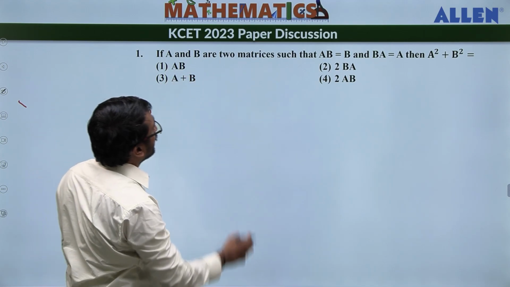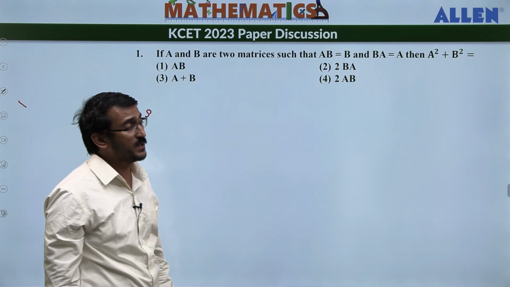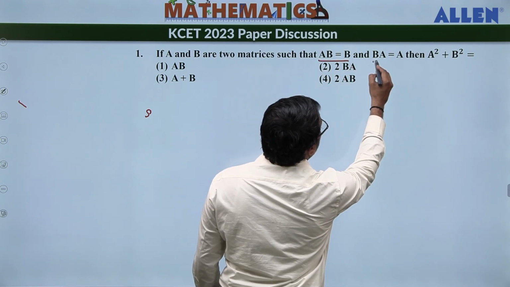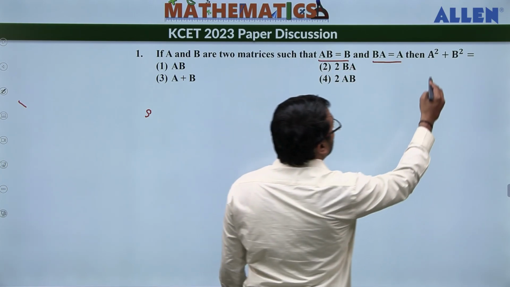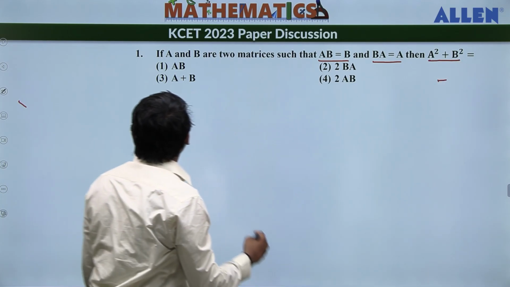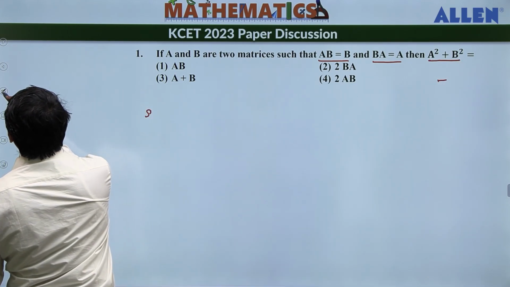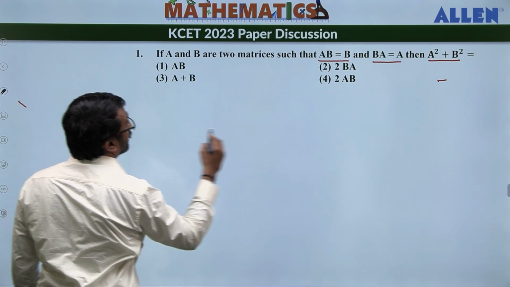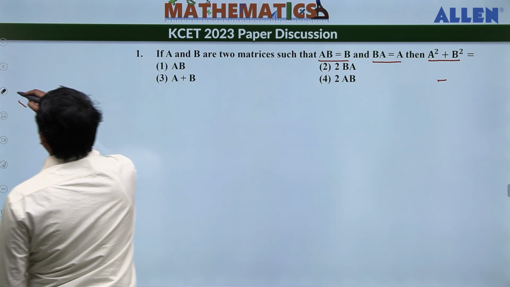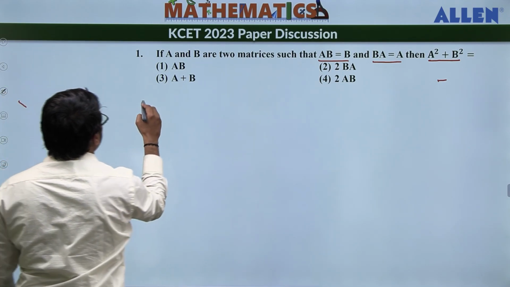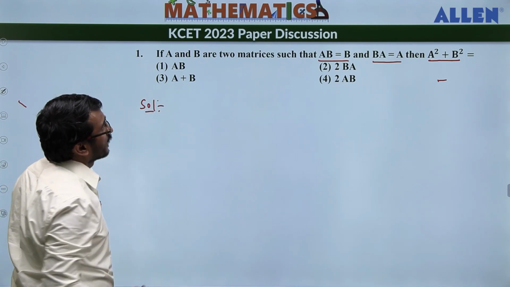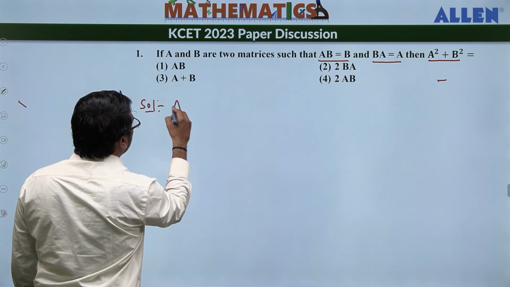A and B are two matrices such that AB is equal to B and BA is equal to A. We have to find A square plus B square. So, let us solve the question. AB is equal to B.